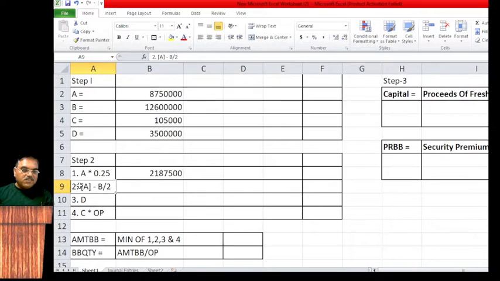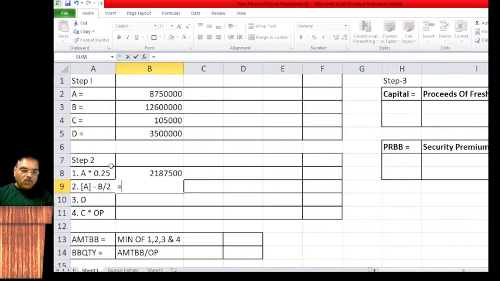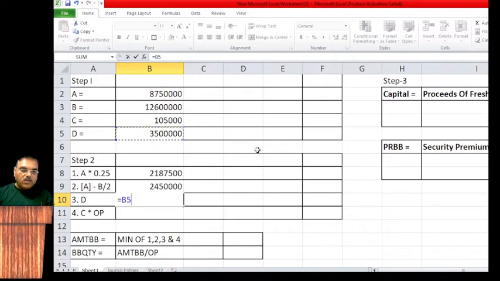Now the second one is very important. Here we make some mistakes. What you have to do is take A separately, minus, open the bracket, B divided by 2, and close the bracket. So it comes to 24,50,000. D is very simple: whatever the value of D is, just put it over here.